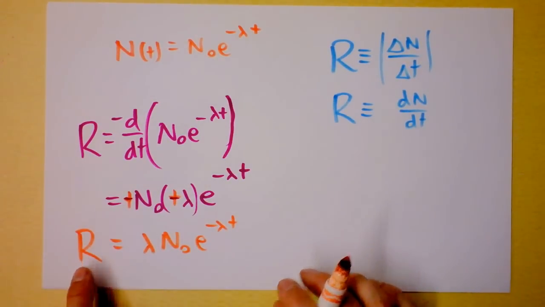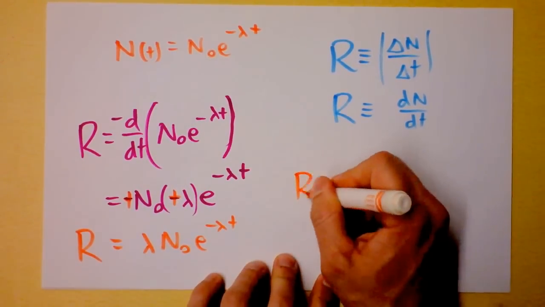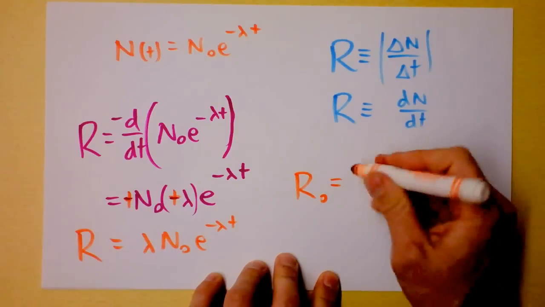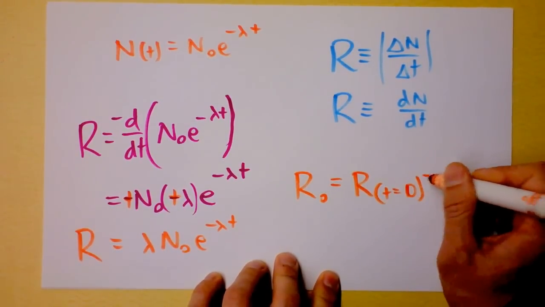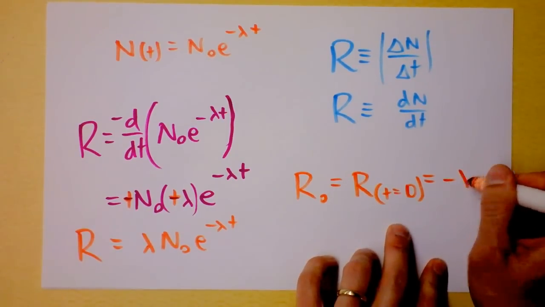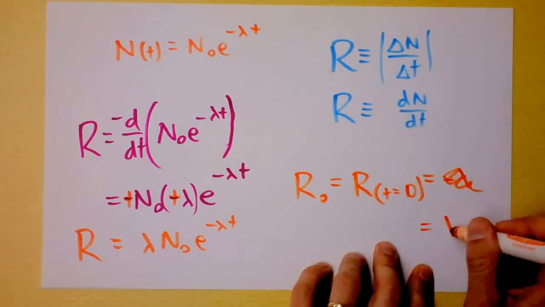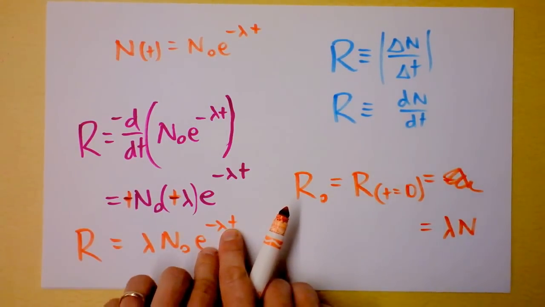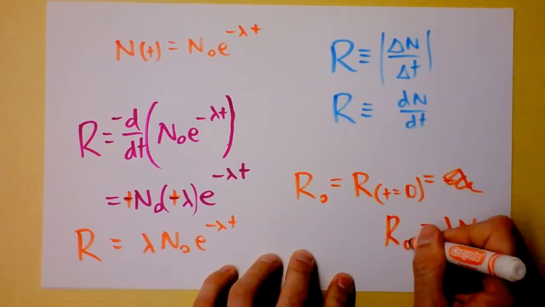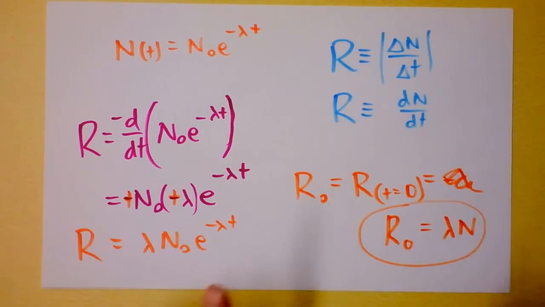So the rate, the activity, is decaying, but what if I want to know the rate initially? This would be the rate at t equals 0. I'm just going to plug in 0 to this equation right here. It is simply lambda times n naught times e to the 0, which is 1. So the initial rate is lambda times n naught. In fact, I'll just leave it right there. That's all I have to say about that.